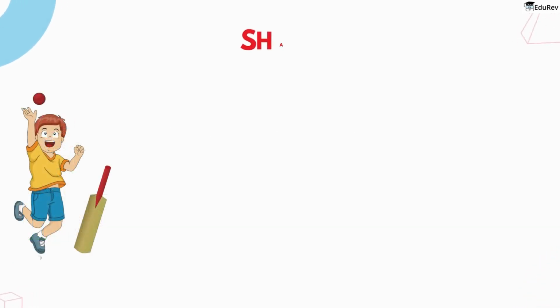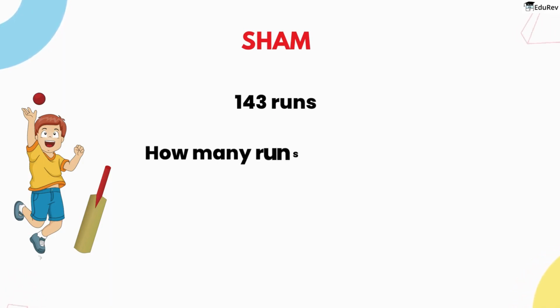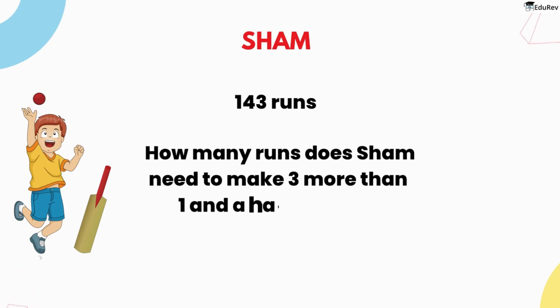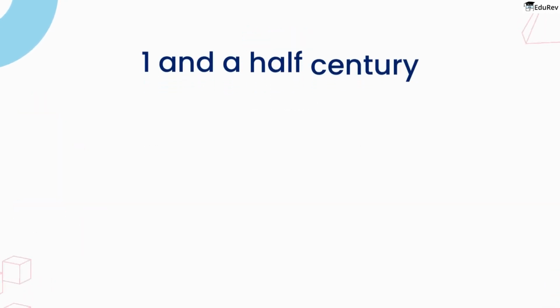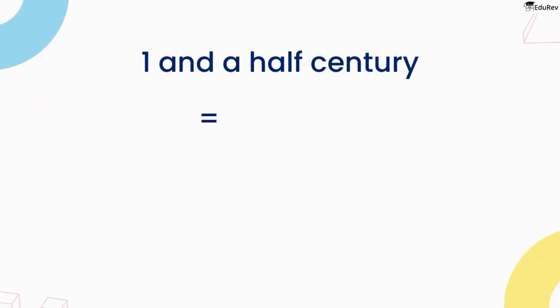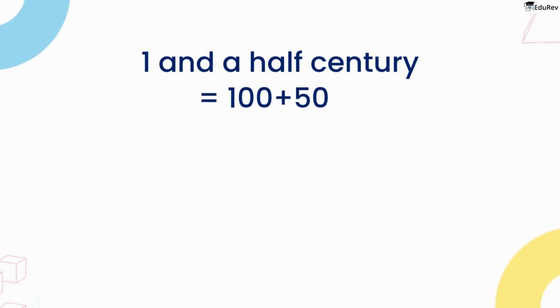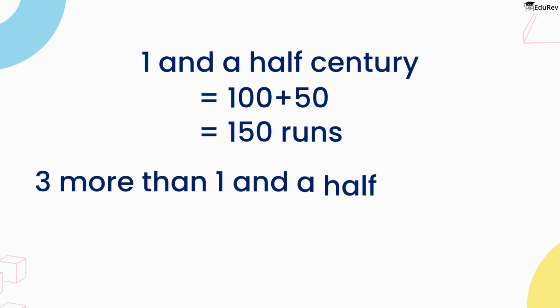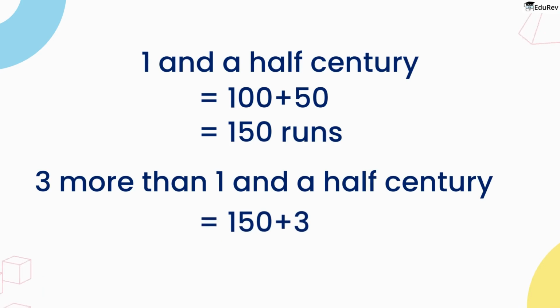Now, let's look at Sham. Sham has scored 143 runs. How many more runs does Sham need to make 3 more than 1.5 century? Students, 1.5 century means 100 plus 50 is equal to 150 runs. And 3 more than 1.5 century means 150 plus 3, which is equal to 153.